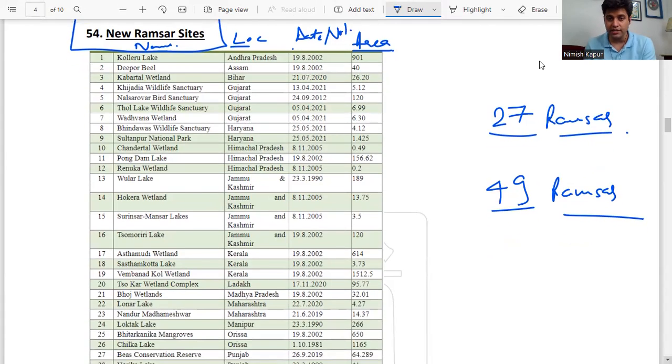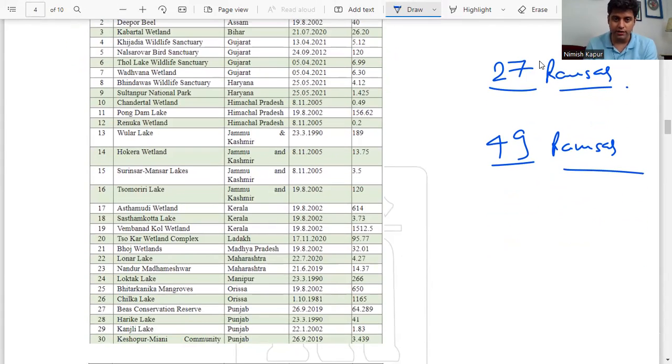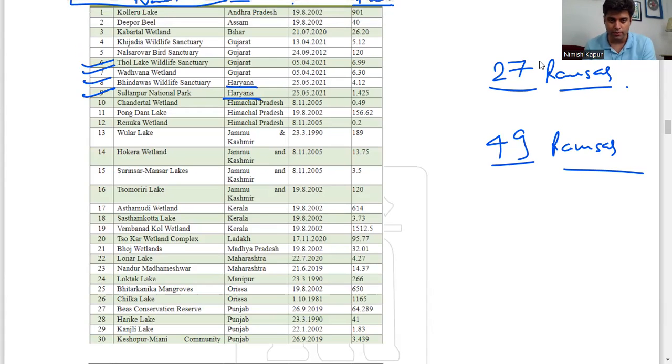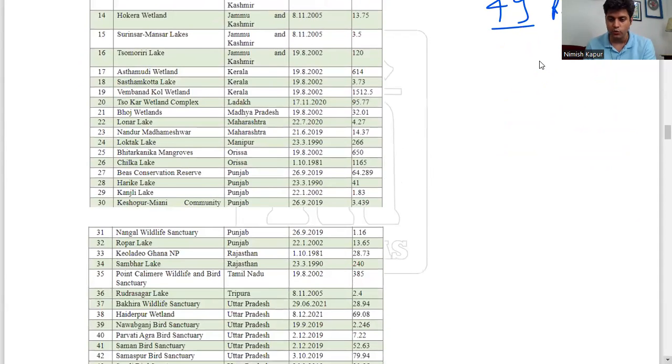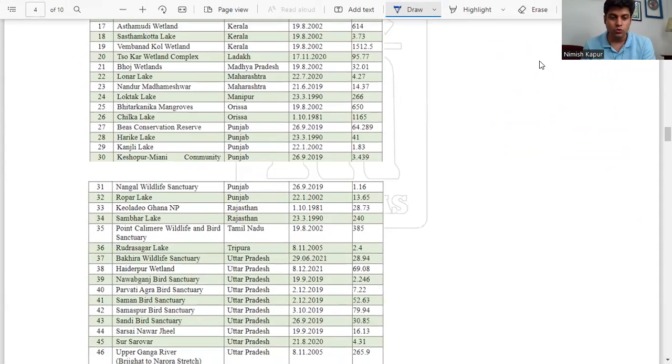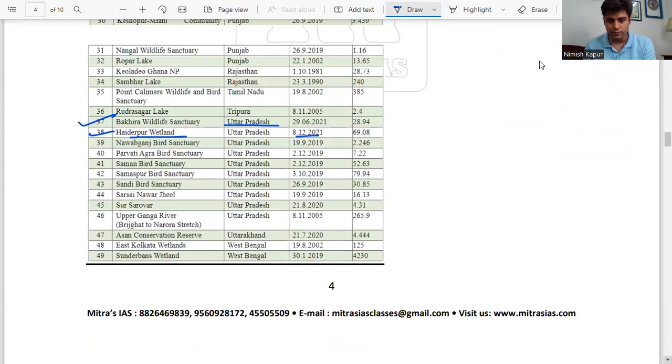So immediately, 2022 or 2021, this is our focus. So Gujarat, many have been added. Thol Lake Wildlife Sanctuary, Vadhvana Wetland, Gujarat; Sultanpur National Park, Haryana. So these are 4, 2 in Gujarat, 2 in Haryana. You should remember, I'm just talking about the new ones right now. So I'll only be talking about those which have been added in 21 and 22, if any. So Bakhira Wildlife Sanctuary, Uttar Pradesh, Hyderpur Wetland, Uttar Pradesh, right? So these are the major ones.